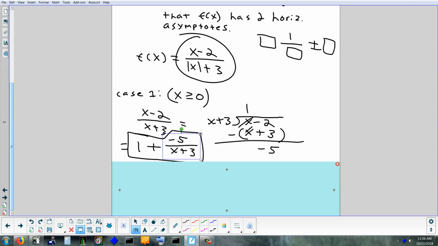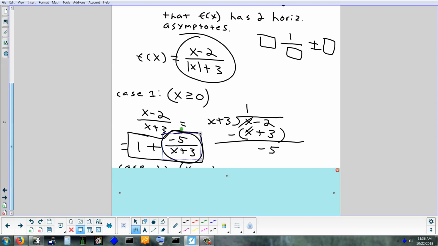-5 over x. So what would be the number? 1. Yep, it's very close to 1. As x gets bigger and bigger and bigger, this part basically disappears and becomes 0.